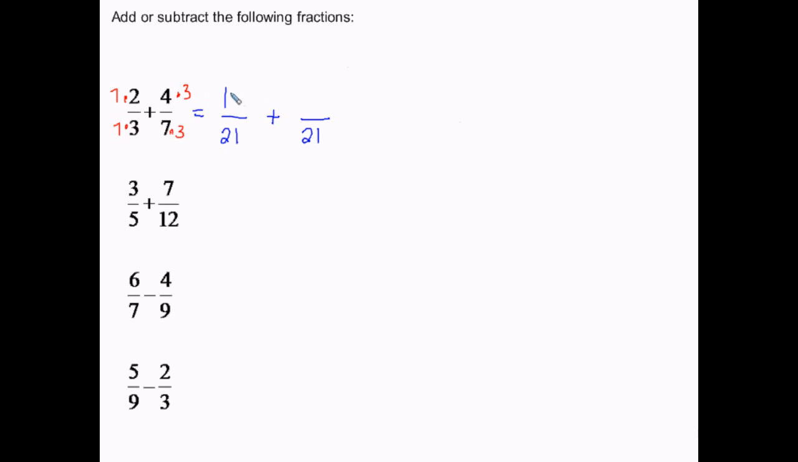So this will give me 14 21sts and 12 21sts, which will give me 26 over 21. It divides by 2, divides by 3 and 7. They won't reduce. You do not have to convert these to mixed numbers. Improper fractions are perfectly lovely. You leave it just the way it is. Don't make extra work for yourself. Okay.